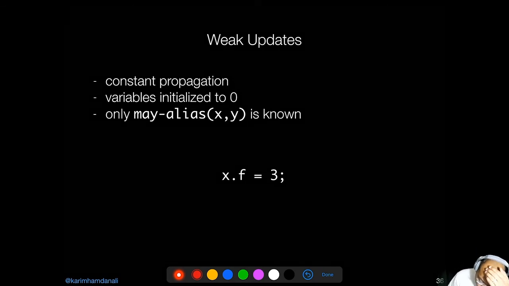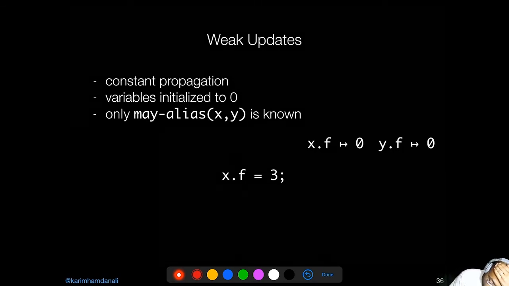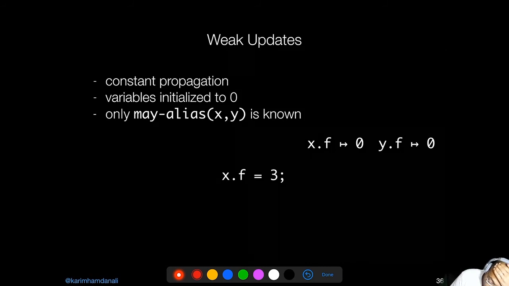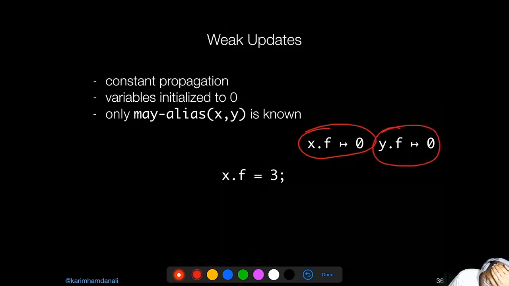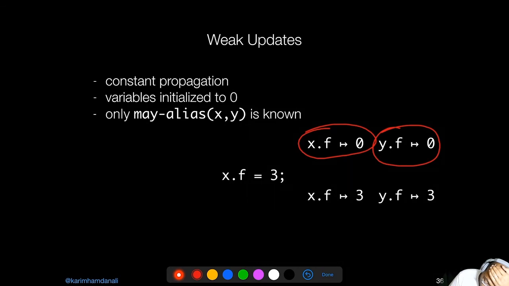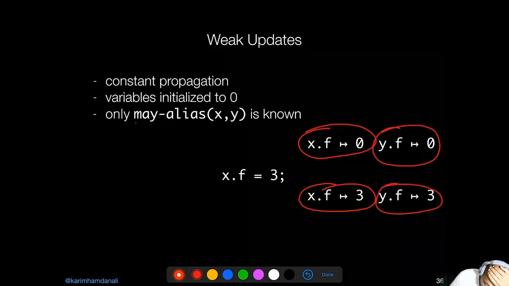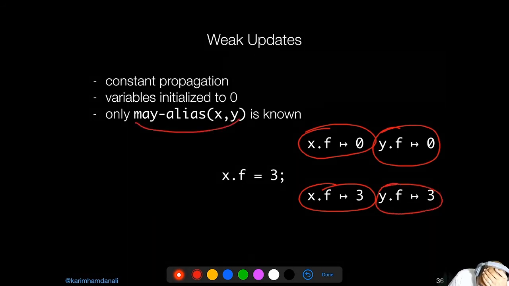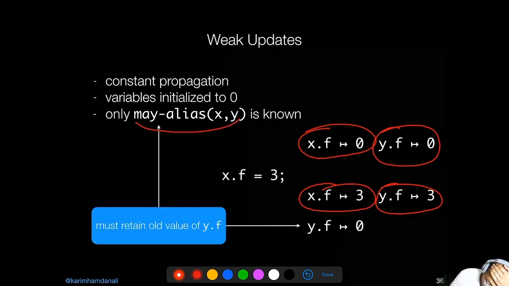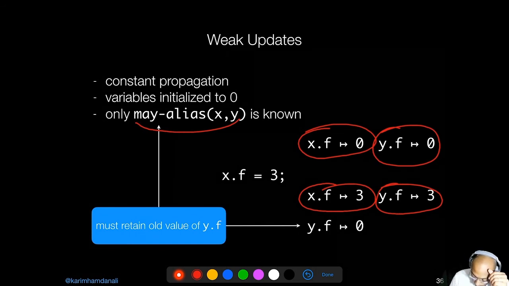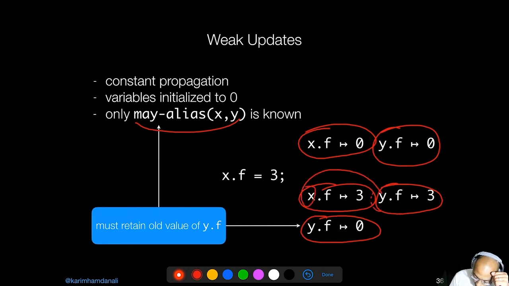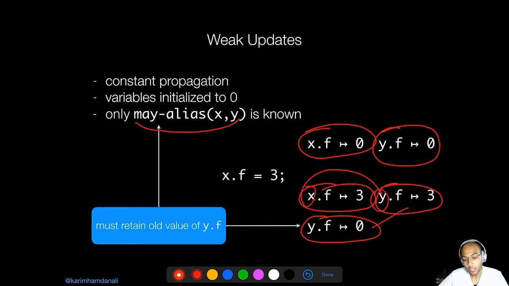before that statement, x.f will have the value 0, y.f will also have the value 0 in our data flow analysis. After the statement, x.f will have the value 3, y.f will also have the value 3, because we know that may alias xy is known. However, since we must retain the old value of y.f, then we are going to also say, well, y.f may also be 0, because this relationship between x and y is a may alias relationship, so we must have both relationships.